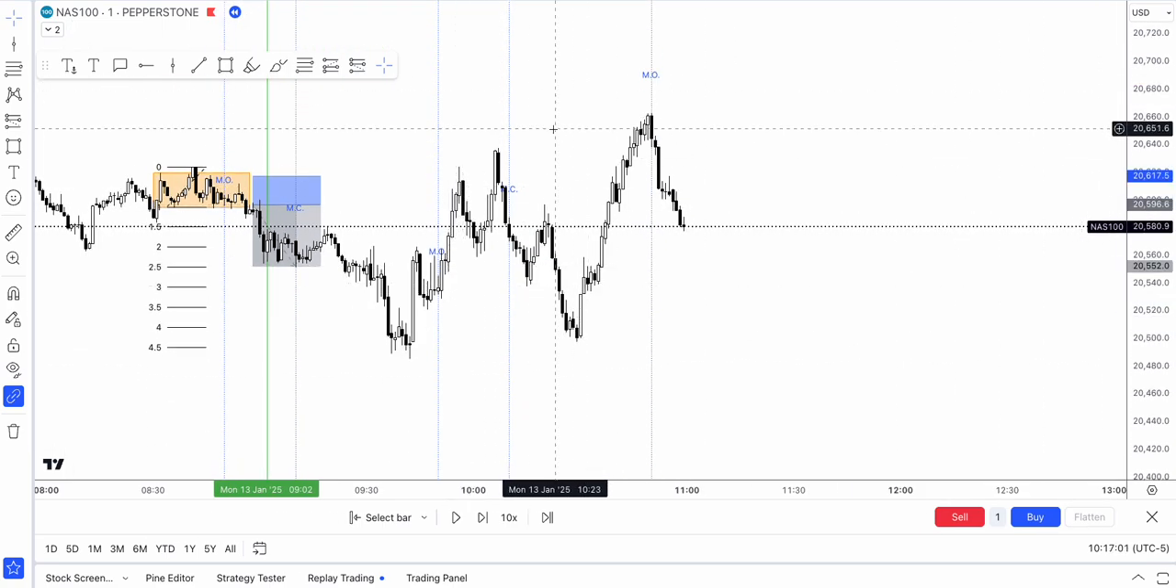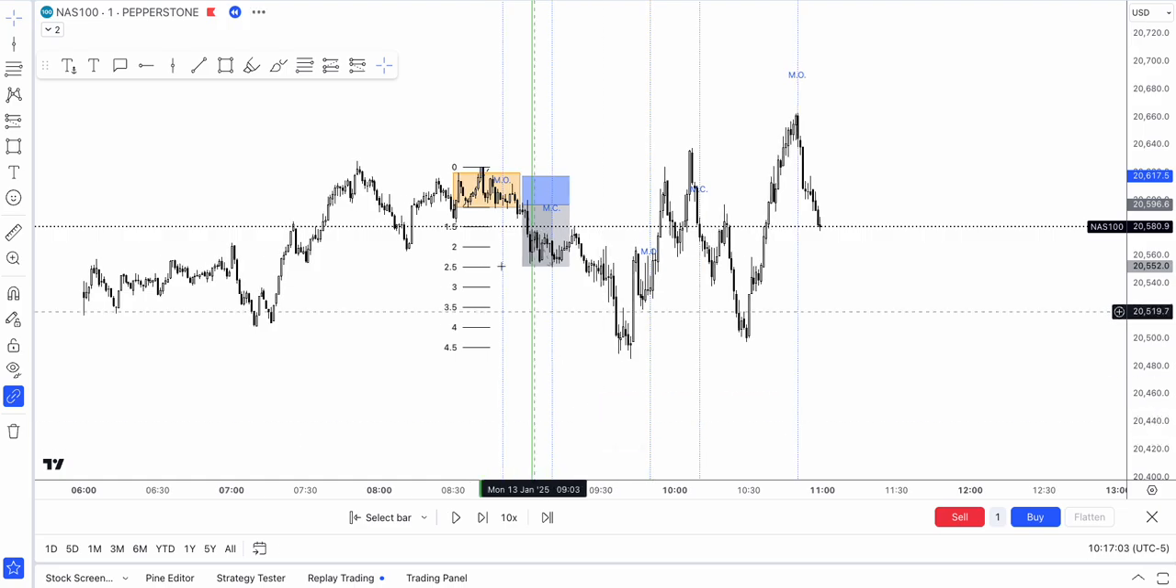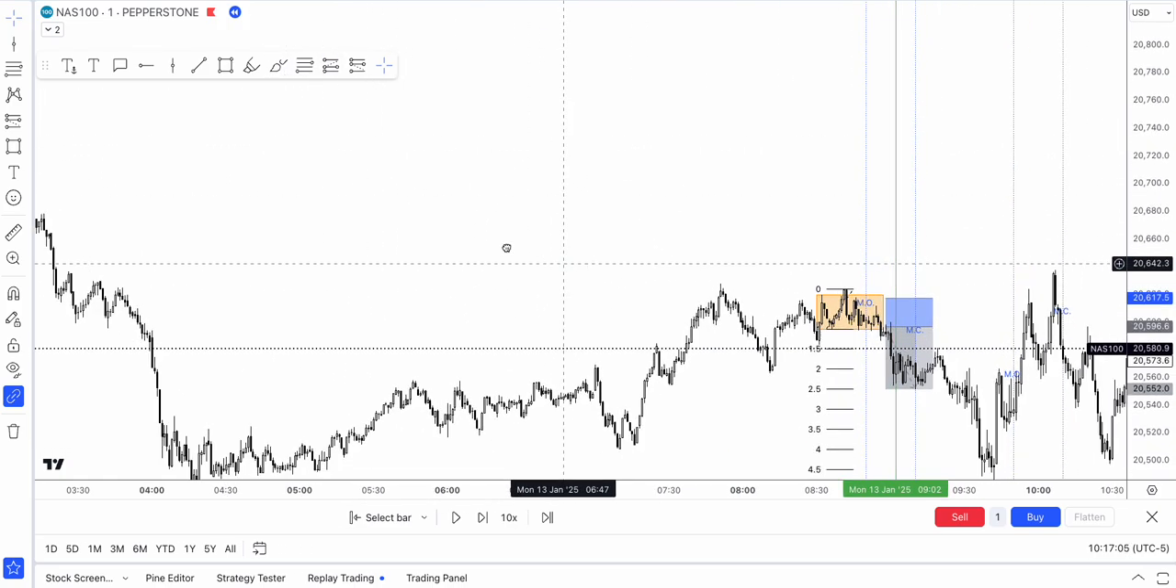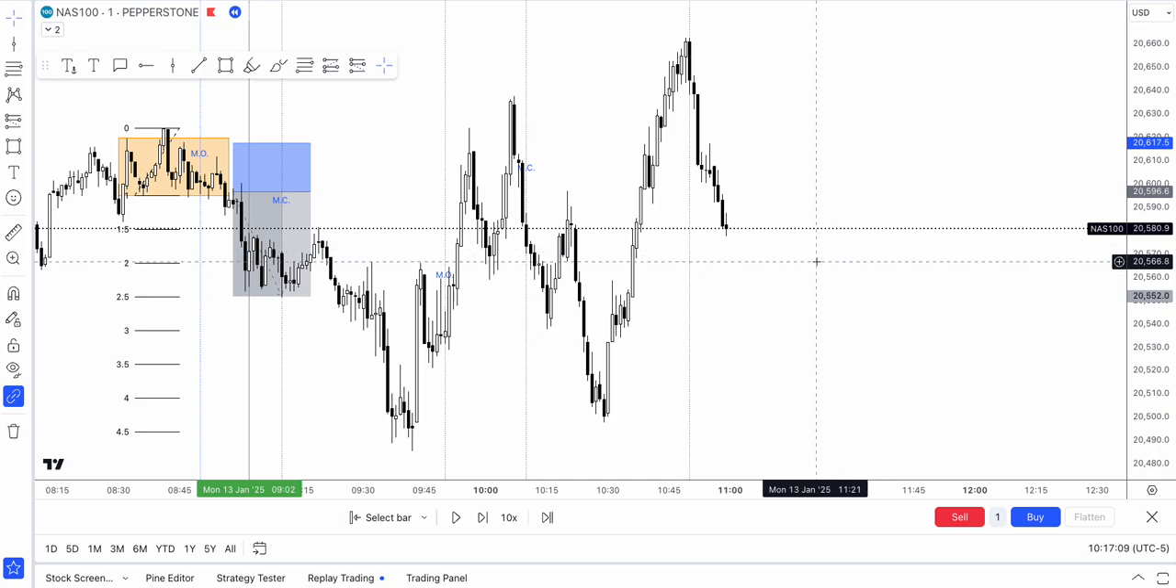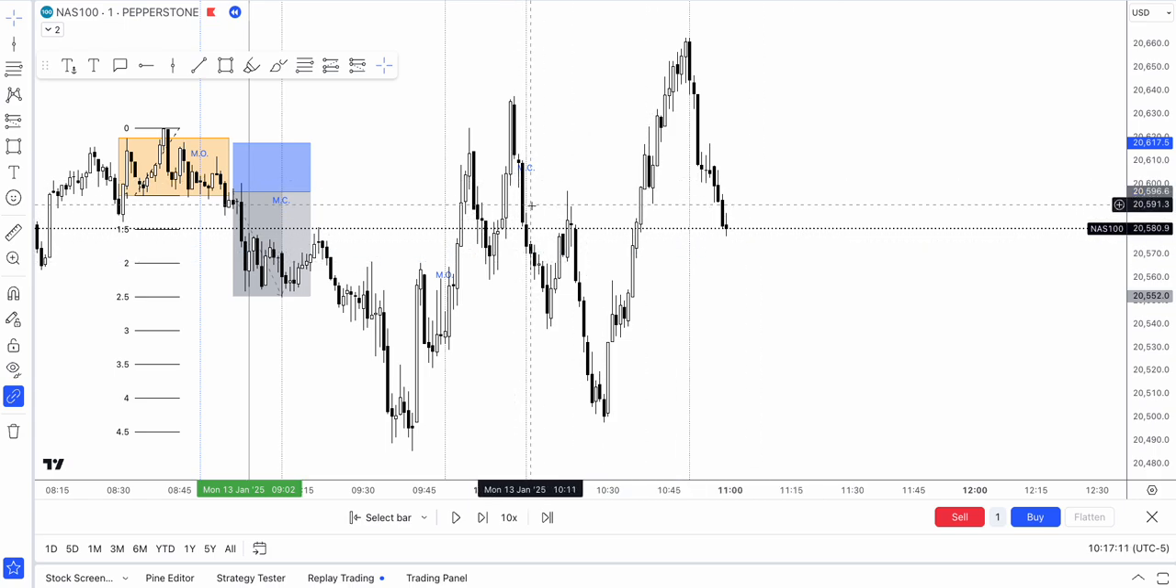I'll probably be trading, still looking for sells only just because it's in a downtrend for now. So just looking for sells and going with the trend, at least in the 15-minute time frame, and seeing if I would see anything.